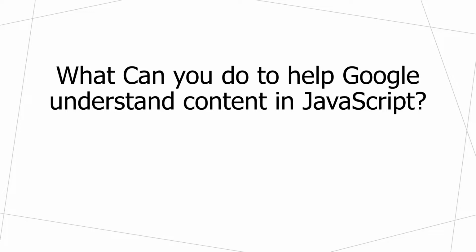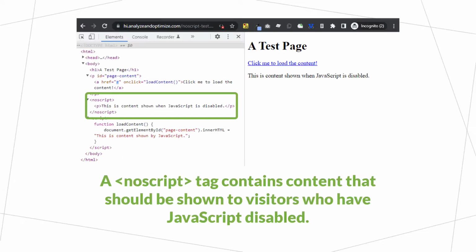So next, let's talk about what you can do and what developers can do to help Google understand content that is contained in JavaScript. There are two main methods we want to talk about: noscript tags and dynamic rendering. A noscript tag contains content that is shown to visitors who are unable to execute the JavaScript commands. With the noscript tag, you can place any content inside it, so that Google will be able to see that even if they don't click on certain items, even if they don't scroll to certain items down the page.